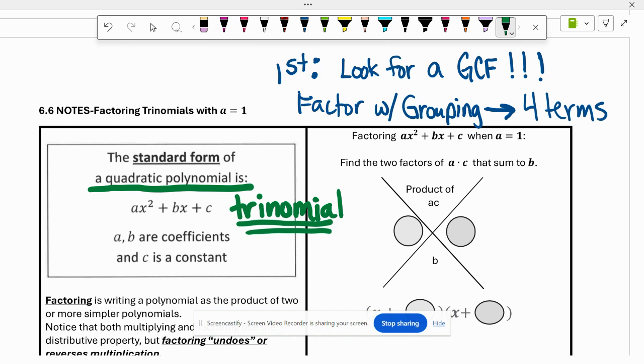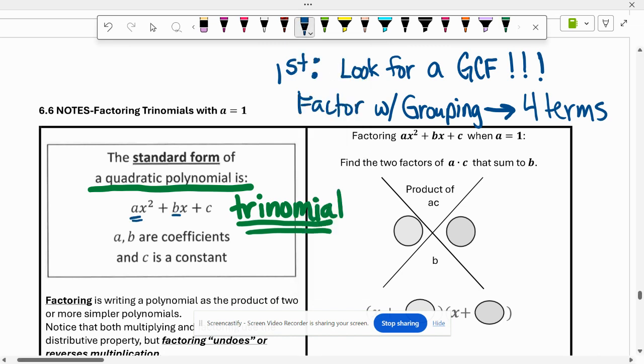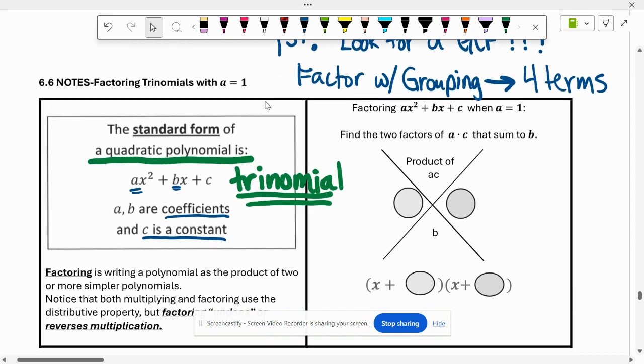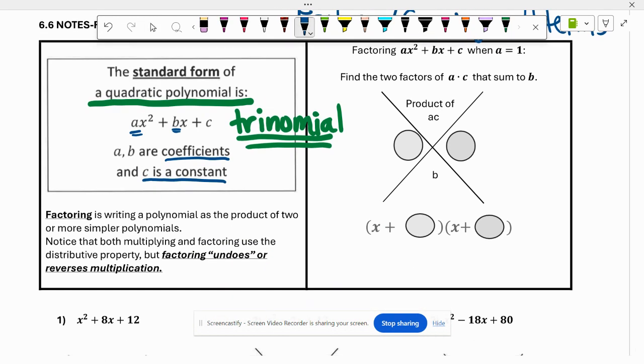A and b are the coefficients, right? Because they're attached to the variable terms. That's why they're coefficients. They're hooked to variables. C doesn't have a variable. It's just a number, so c is a constant. So the rule when you factor a trinomial is we write the polynomial as a product of 2 simpler polynomials.